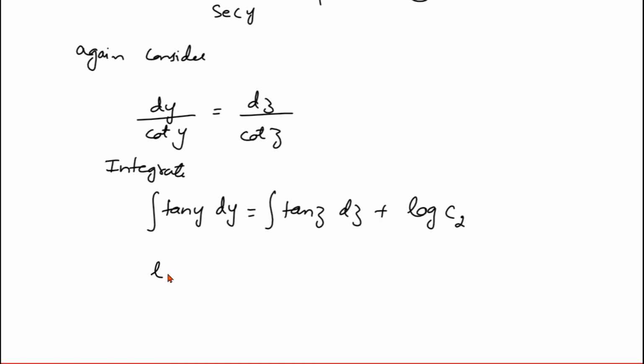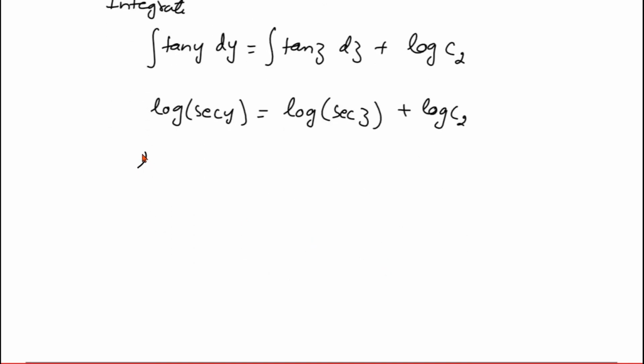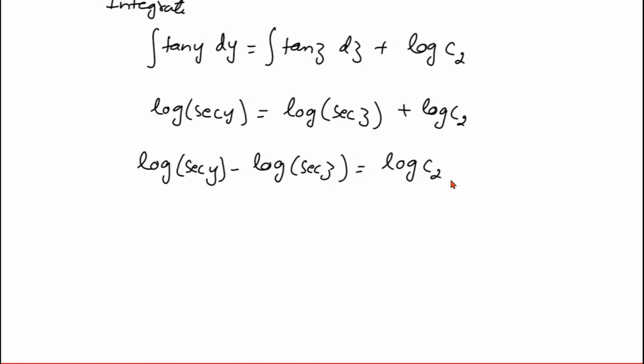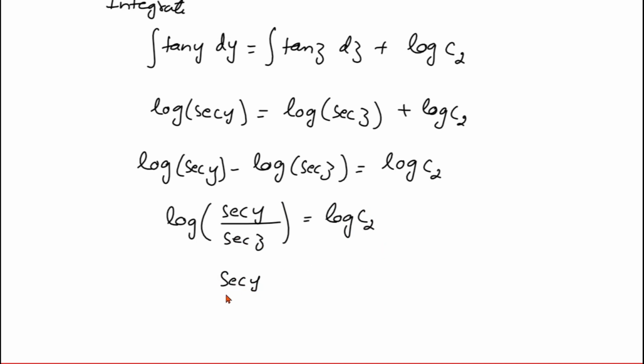So its integral value will be log of secant y is equal to log of secant z plus log of C2. You can take the log of secant z to the left hand side. You will get log of secant y minus log of secant z is equal to log of C2. Once again, this is in the form of log m minus log n, which will be log of m by n. It will be log of secant y divided by secant z is equal to log of C2. So the log will cancel out, and you'll get secant y by secant z is equal to C2. That is the second solution you have got. Let me take this as equation number 2.